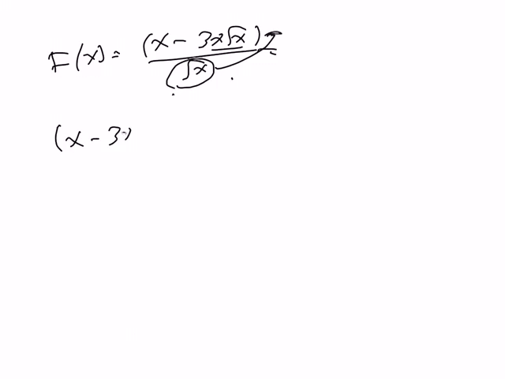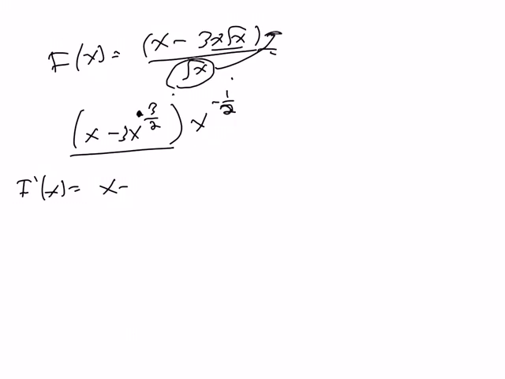x minus 3x squared of x times, okay, wait, so this is going to be x minus, and then 3, so this is going to be 3x to the 3/2 times x to the negative a half, and taking the derivative of this, so f prime of x is going to give us, so first we take this as it is, x minus 3, x 3/2 times the derivative of this, which is negative a half x to the a half minus 1.